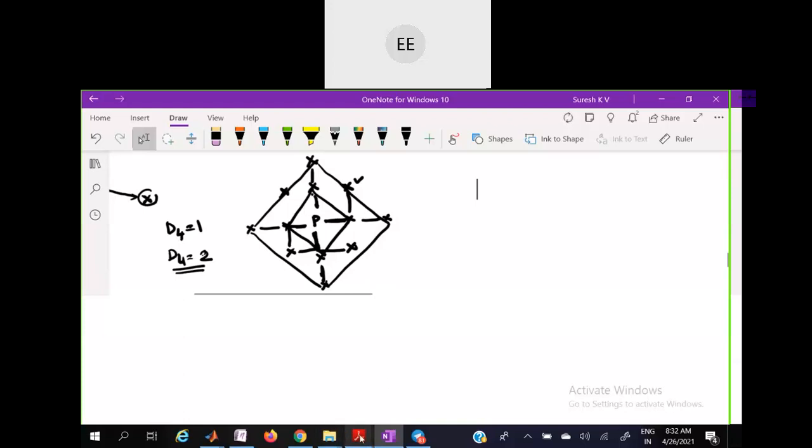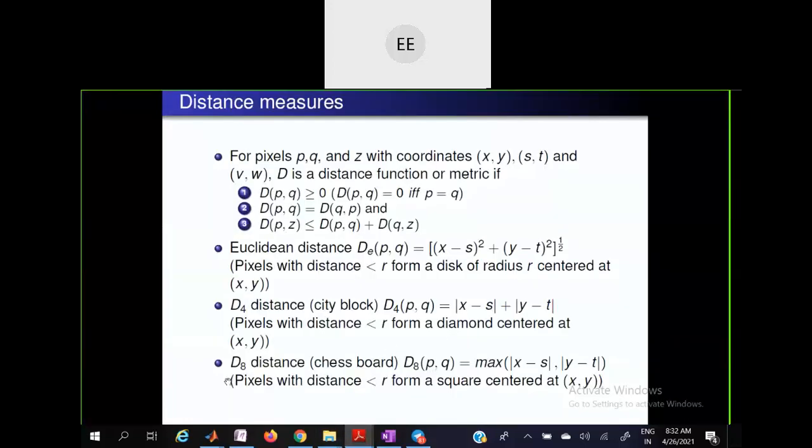Yes, sir. Okay, fine. The next one. Notice that this is the square root of (x minus s) square plus (y minus t) square. So definitely this can be a decimal number. You can have fractions here also. Whereas here you are just subtracting the pixel coordinates and taking the absolute value, so you cannot expect fractional values here. It will be an integer value.